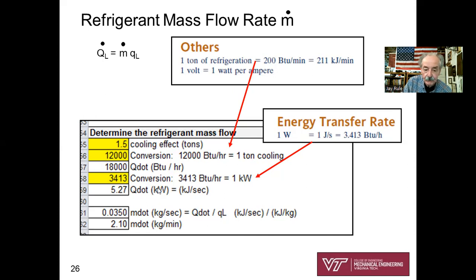So now I've got all my units straight. What was little q L? I didn't write it down on this slide, but Q dot divided by q L is 0.035 kilograms per second. So let's look at my units. I multiply by 60 to get m dot is 2.1 kilograms per minute. Okay, so we found m dot.